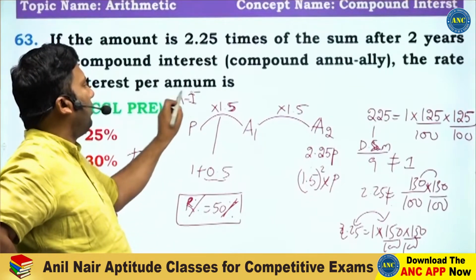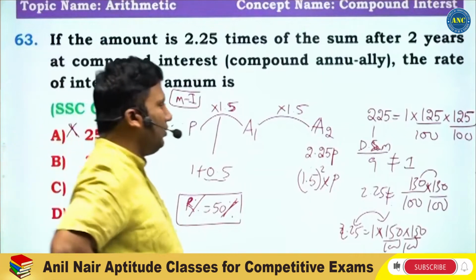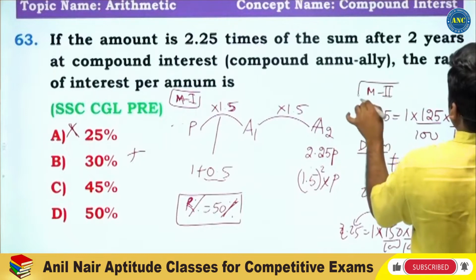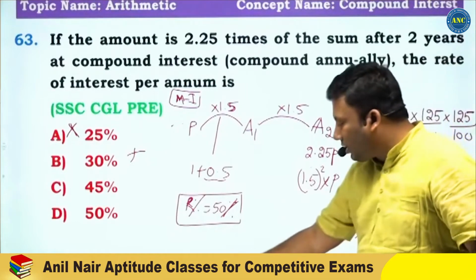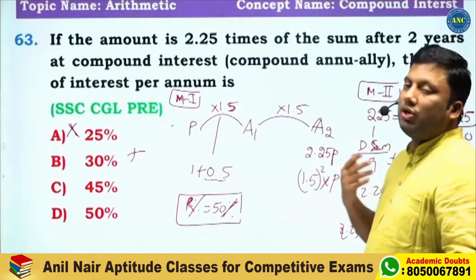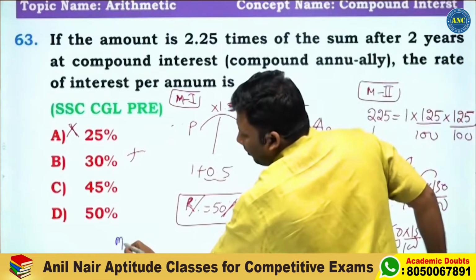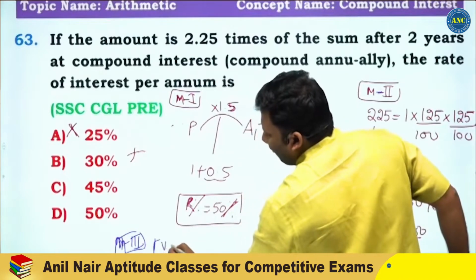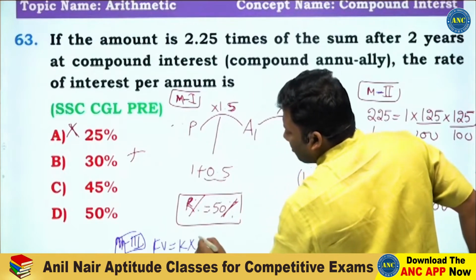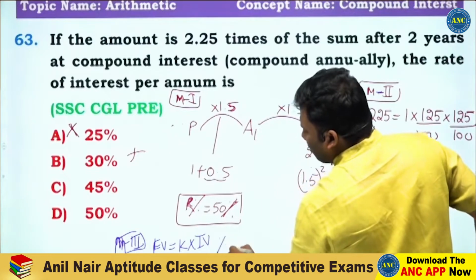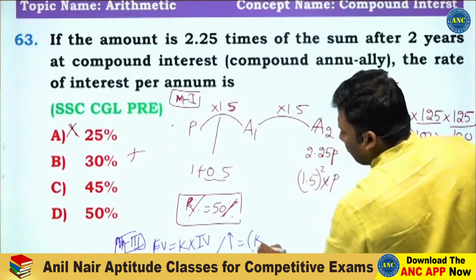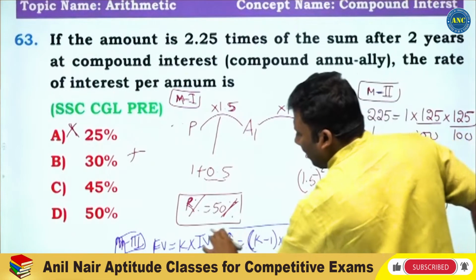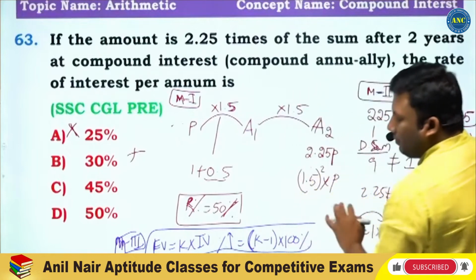This is method number 1, scaling factor. You can use the concept of digital sum, method 2. You can also use method 3, percentage change. What is the concept? If final value is k times the initial value, percentage increase will be k minus 1 into 100%.